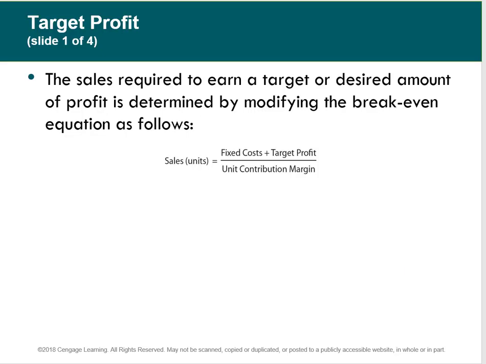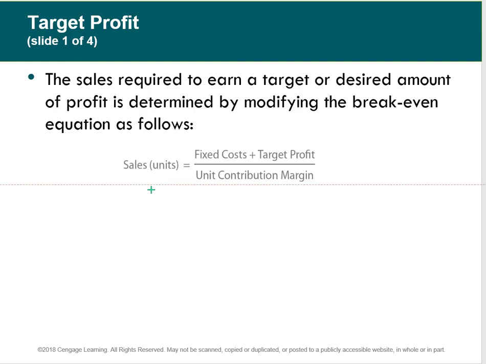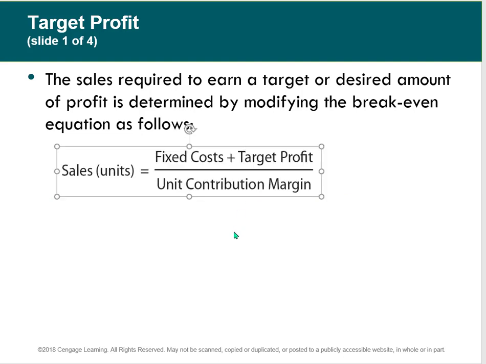Now we've got one more formula here to look at that you'll use, is really useful, and that's calculation of a target profit. And this is where we don't want to break even. We want to earn a target profit. So all you do is add the target profit to your fixed costs. Everything else stays the same. For sales in units, I'll take my fixed cost plus the target divided by the unit contribution margin.